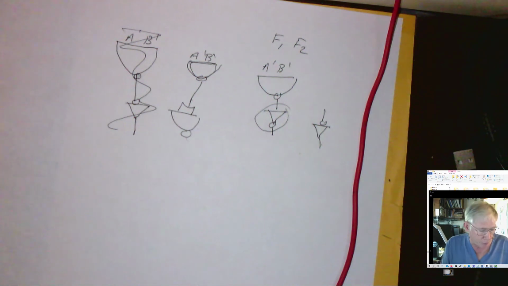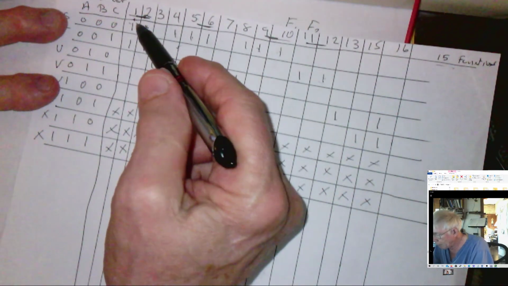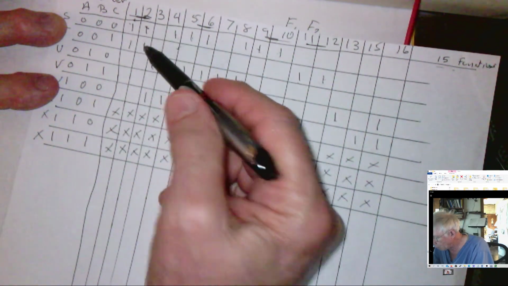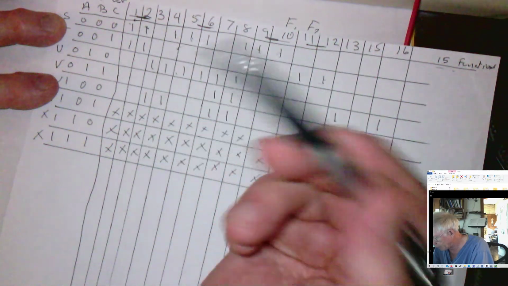As you can see from the truth table, again, if we look at that, you can see we have a 1 1 0 0 0 don't care, 1 1 0 0 0 don't care. So they're the same. All right, so that's the gate.